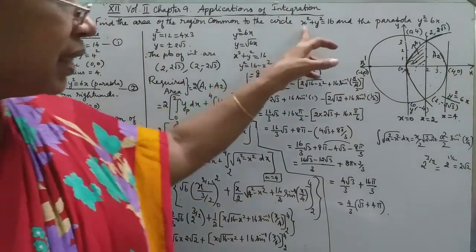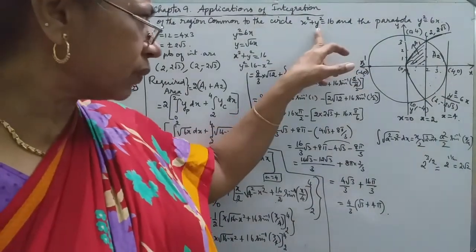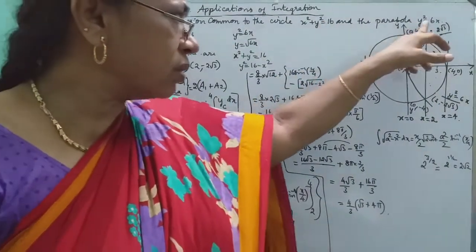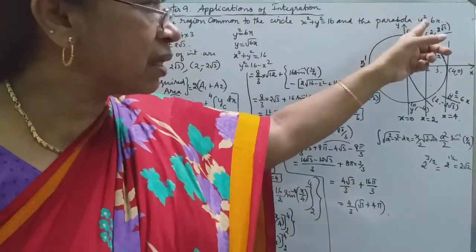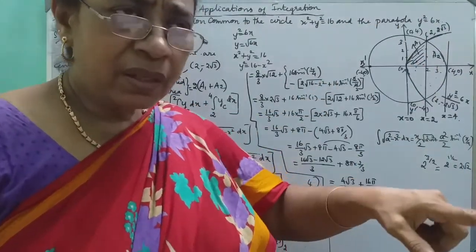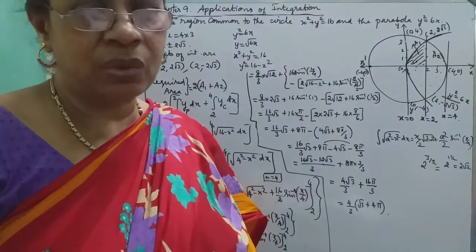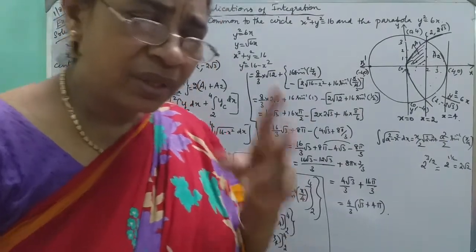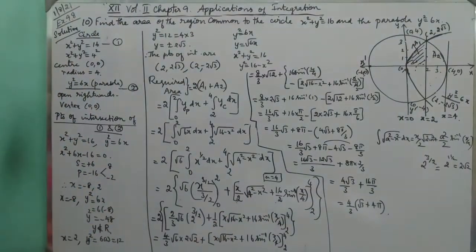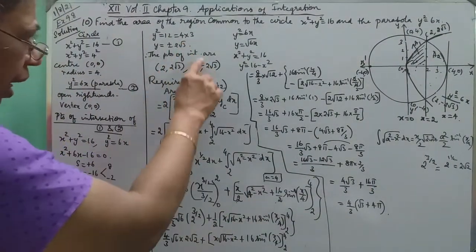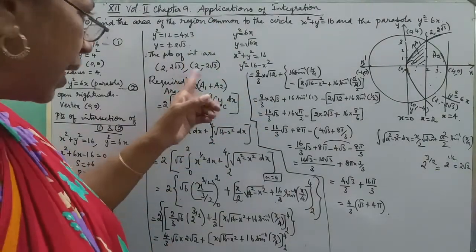Why? Because look at the circle equation as well as the parabola equation. You are having here y square, here also you are having y square. This curve is also symmetrical about the x-axis, and this curve is also symmetrical about the x-axis. So whenever you get a point above the x-axis, there will be a point below the x-axis also. 2 points you will have. Understand? So anyhow, the circle and the parabola are cutting at 2 points. So the points are (2, plus 2 root 3) and another one is (2, minus 2 root 3). Understand? Okay.